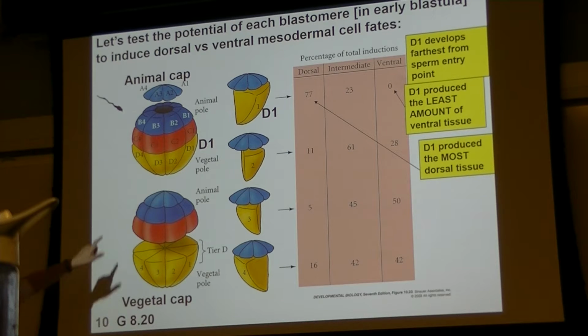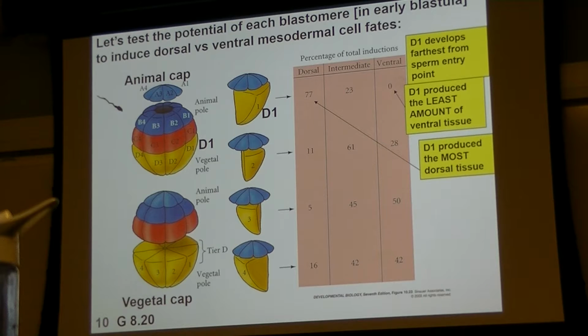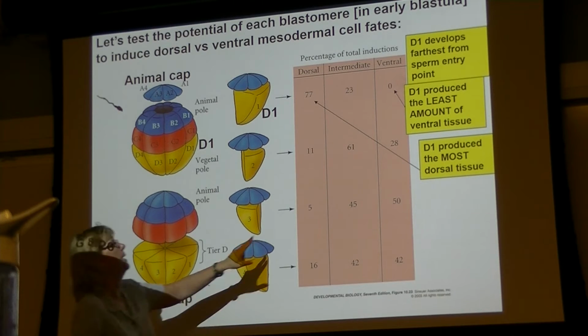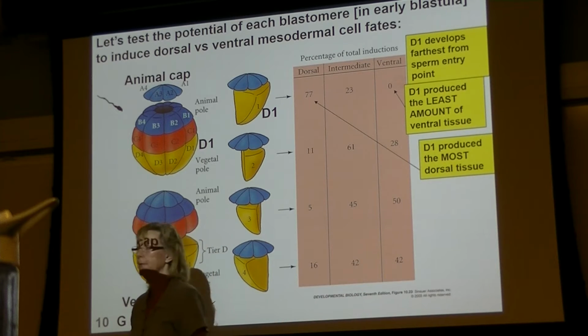And so here you see 4 different cells. They each have a name, D1, 2, 3, 4. And he would place one or more of these daughter blastomeres in contact with an animal cap, and you see what you get. You can score them, is it dorsal, intermediate, or ventral in character.